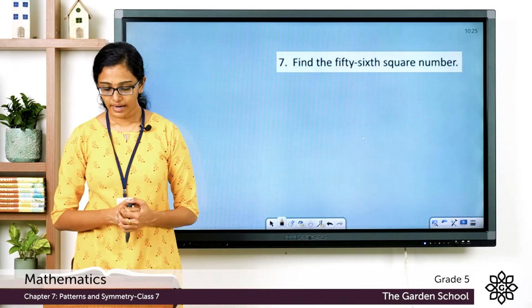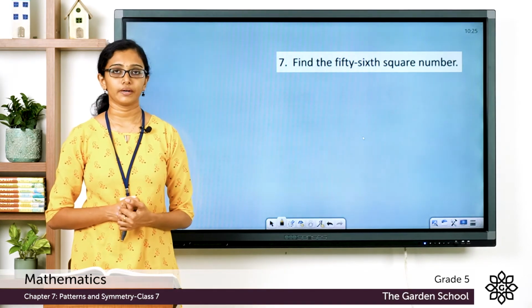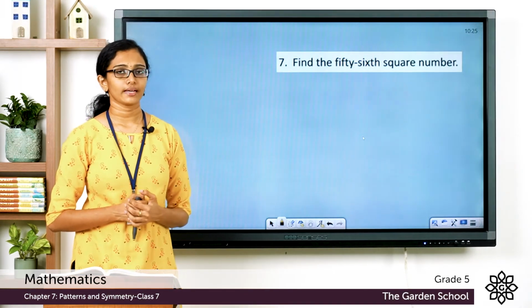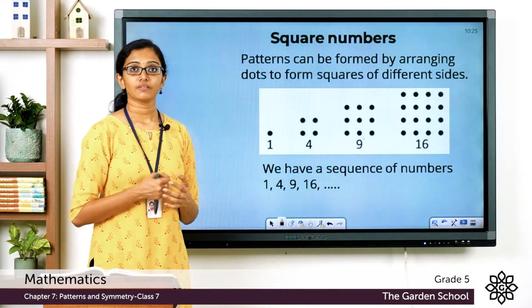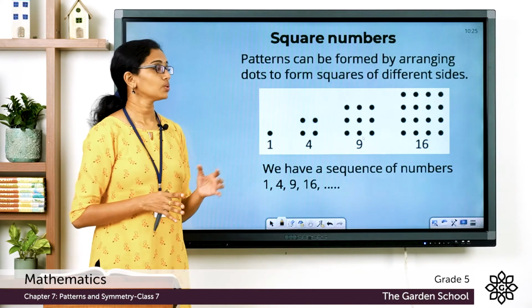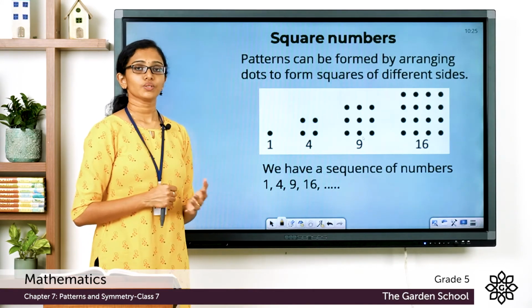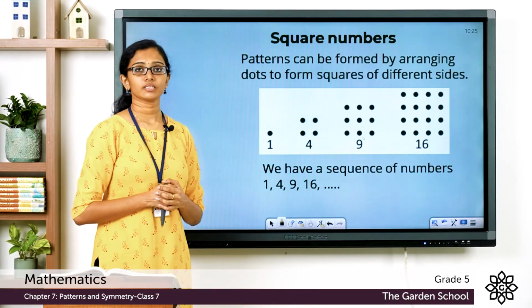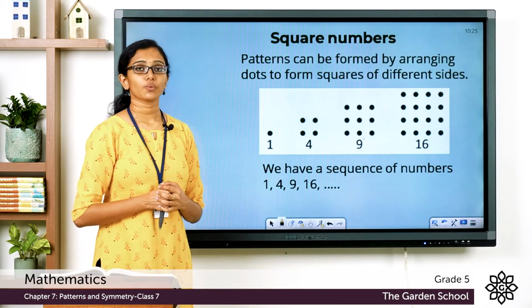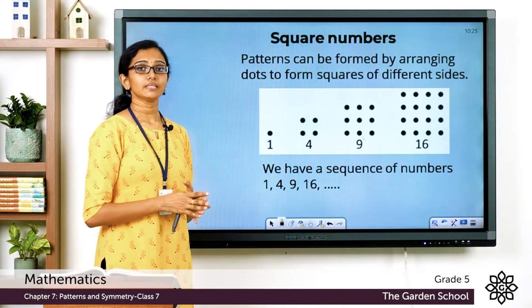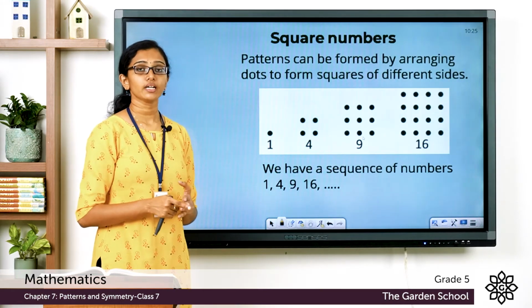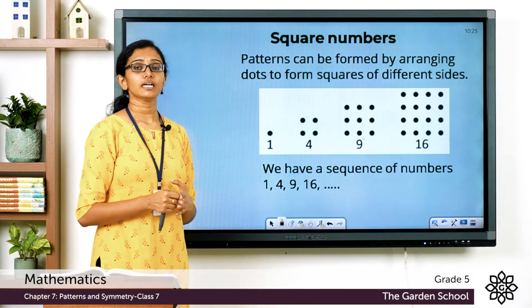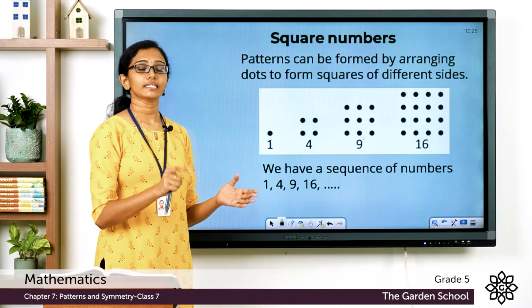Question 7. Find the 56th square number. So what do you mean by a square number? See, when you have numbers which you can arrange into squares, those numbers are called square numbers. And you can obtain a square number by multiplying a given number by itself. So the square of a given number is the number multiplied by the number itself.